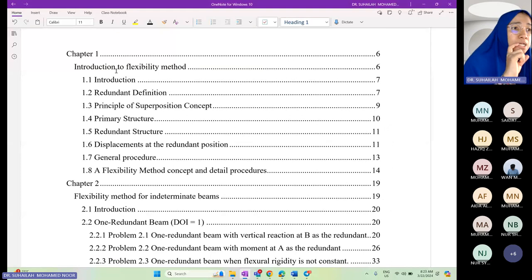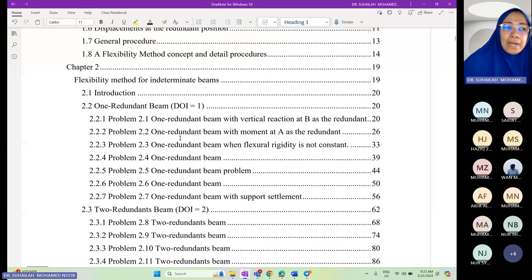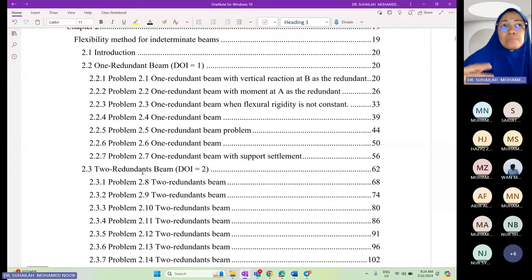Under flexibility method, we will discuss beam analysis and then truss, and beam first, then frame, frame after beam, because frame has similar analysis as we only consider bending effect in frame. Chapter one is just introduction. Chapter two focuses on beam analysis. There are problems with solution and also problems without solution. I just put blank with guidance to answer the question.